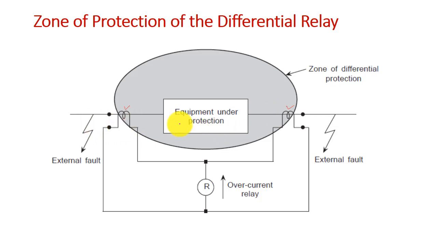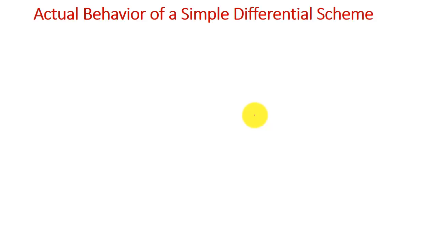For external faults on both sides, this relay will not operate, as we discussed. Whenever there is an internal fault anywhere inside these two CTs, that is called the zone of differential protection. So the zone of differential protection is defined like this. The relay will operate when the fault is inside the zone of the differential protection.